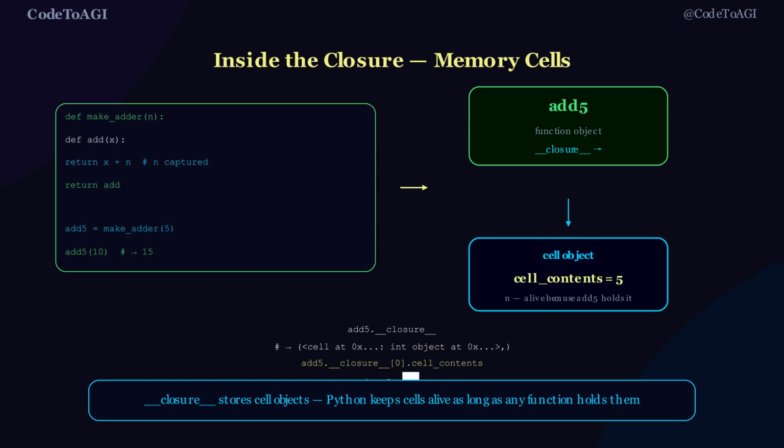Look at the code. We define make_adder. It takes n and returns an inner function that adds n to x. We create add5 by calling make_adder with 5. Now we inspect add5. add5.__closure__ is a tuple with one cell. add5.__closure__[0].cell_contents is 5. That is n, captured and alive inside the cell object.